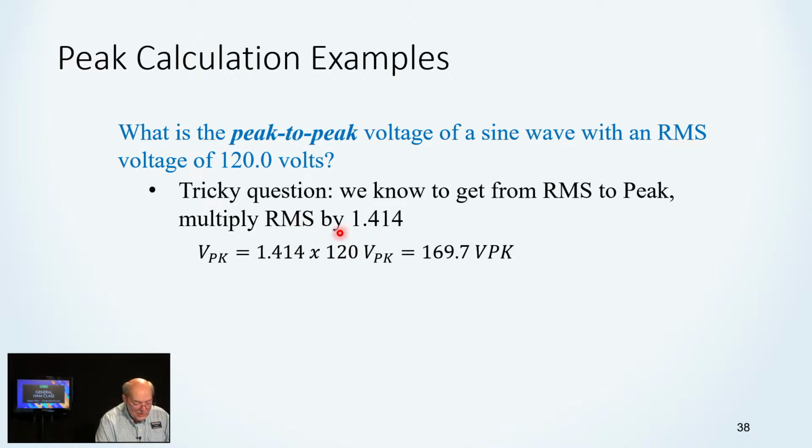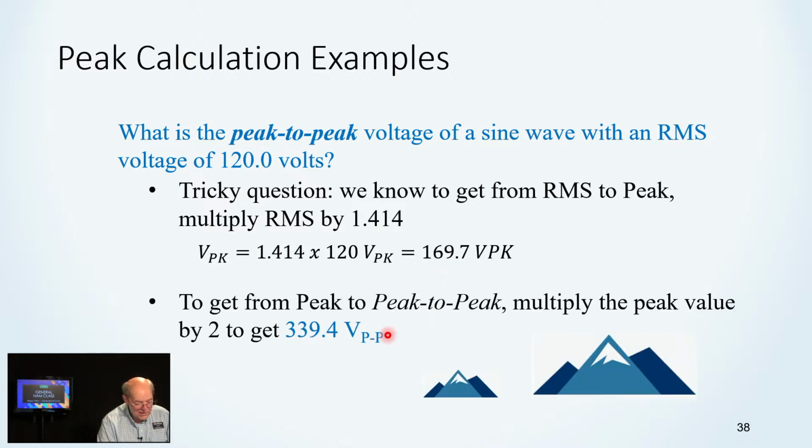So it's a little bit tricky because we know how to get from RMS to peak. We just multiply RMS times 1.414. That brings us up to about 170 volts. And then to get from peak to peak, we've got to multiply the peak value by 2. So that's about 340 volts that you actually have coming out of your wall, peak to peak. So again, we're trying to add some practical value to this, and practical if for no other reason is because it's a pool question.